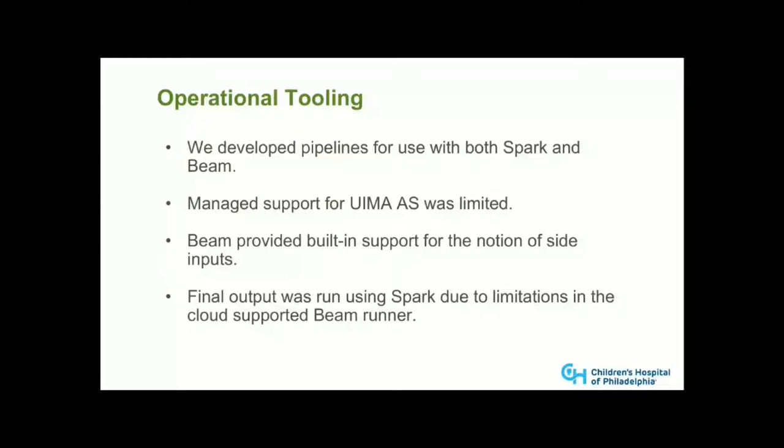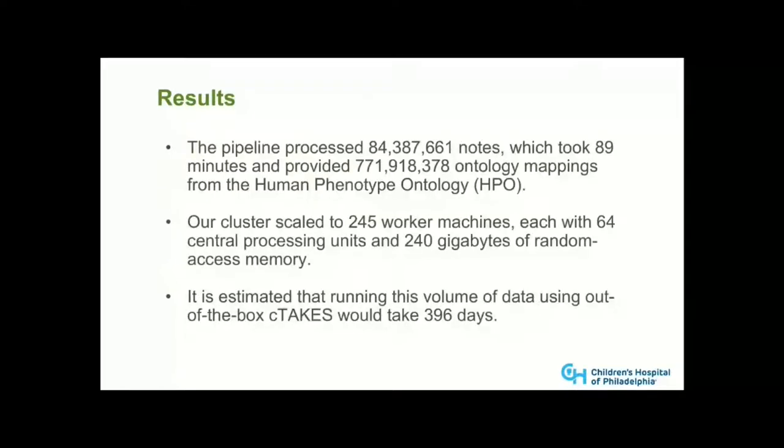And so the results of our pipeline, I'll just jump straight into it, was a pipeline that processed 84,387,661 notes, and it only took 89 minutes. It provided over 170 billion ontology mappings, and we really first focused on the human phenotype ontology, and that was the base of our dictionary. We took out RxNorm, we took out SNOMED, we really just focused on HPO, and that certainly has considerations for performance, as you'll likely be aware of.